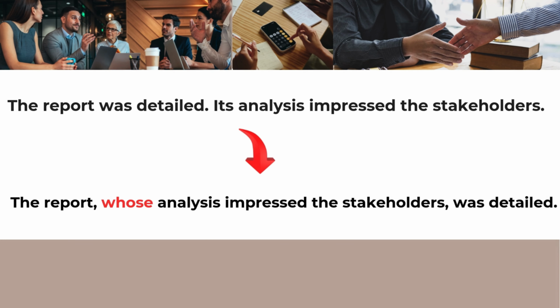Let's move on to a little trickier one. The report was detailed. Its analysis impressed the stakeholders. So what you want to say is that the analysis of the report was detailed. So the report, whose analysis impressed the stakeholders, was detailed.